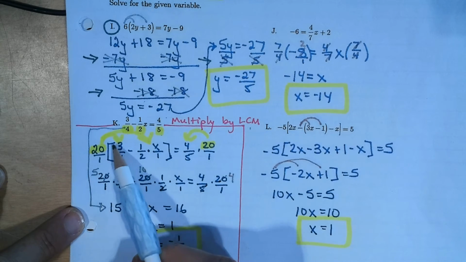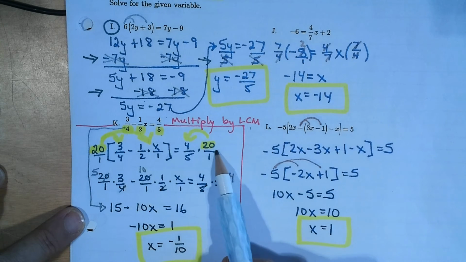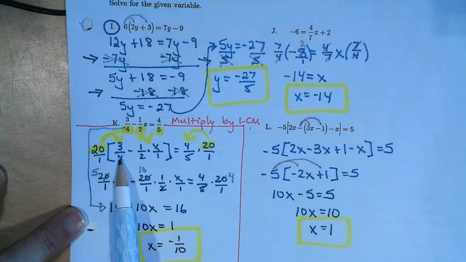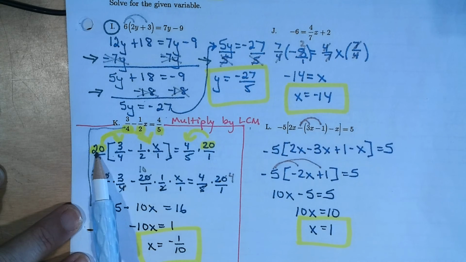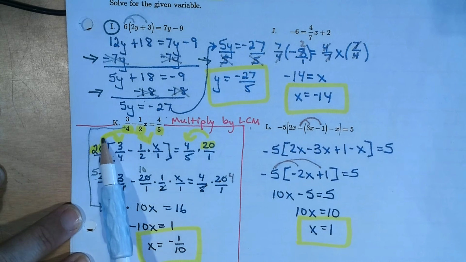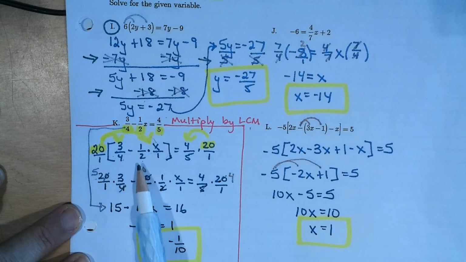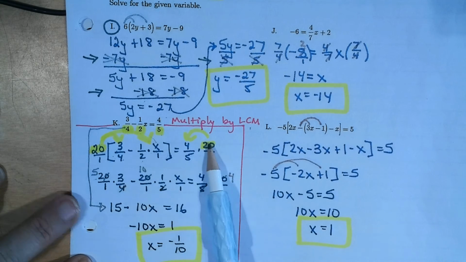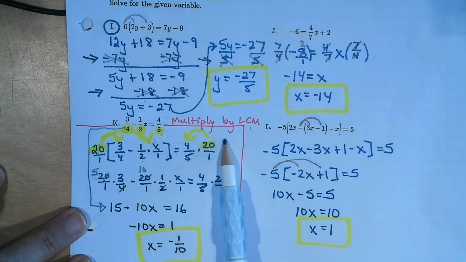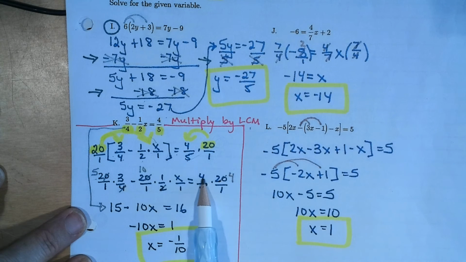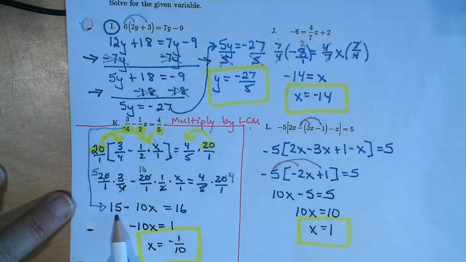So if I multiply by 20 on this side and 20 on this side, remember that you have to multiply both terms. It's not just one. So this 20 cancels with this 4 to leave you with 5. And this 20 cancels over here with this 2, so you get 10. On the other side of the equals, 20 cancels with 5, so we end up with 4, and then that 4 will multiply this 4. So you end up with 15 minus 10x equals 16.